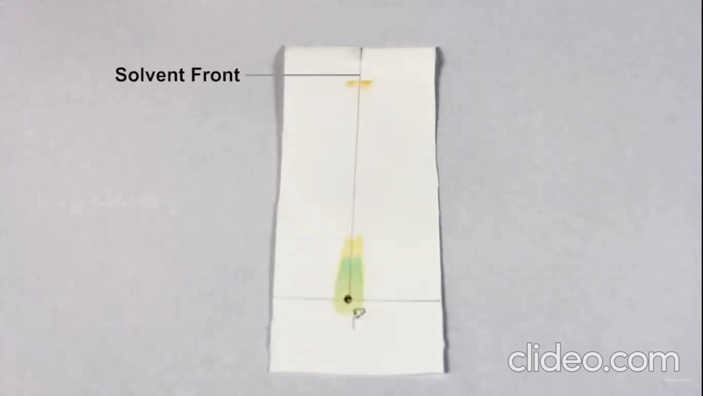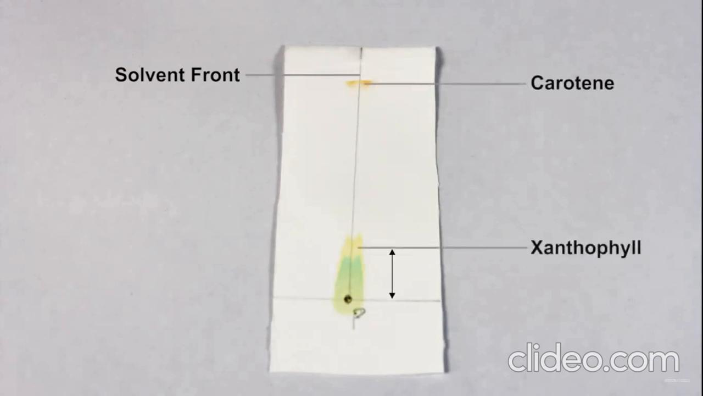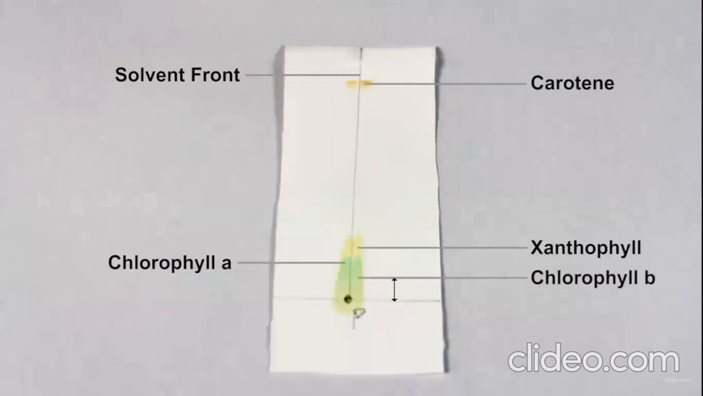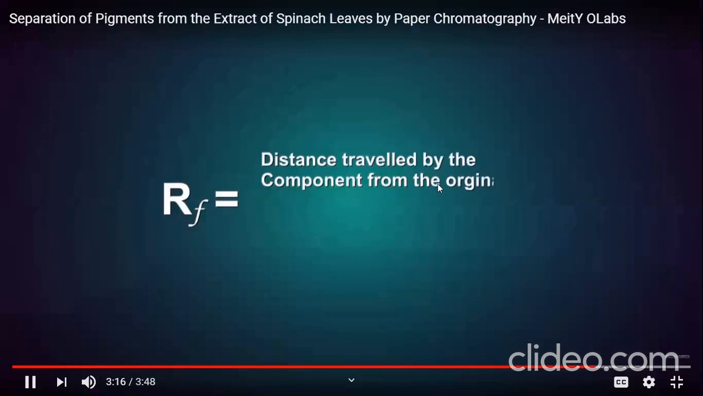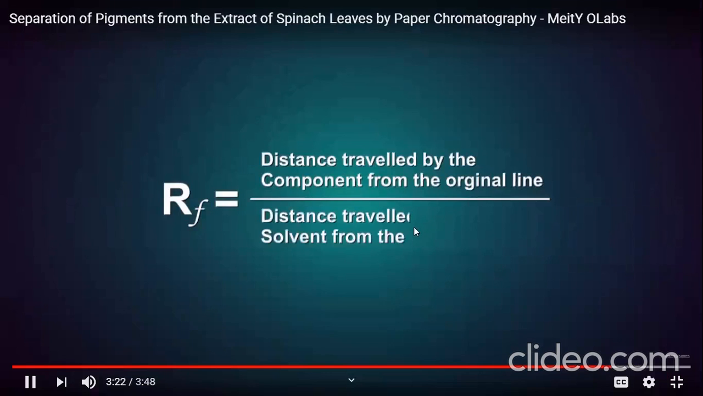Dry the filter paper and measure the distance covered by the solvent, the distance of the solvent front from the original line, and the distance of each spot from the original line. By using this we can find the RF value for each pigment. I hope you can understand it well. RF is equal to the distance traveled by the component from the original line divided by the distance traveled by the solvent from the original line.